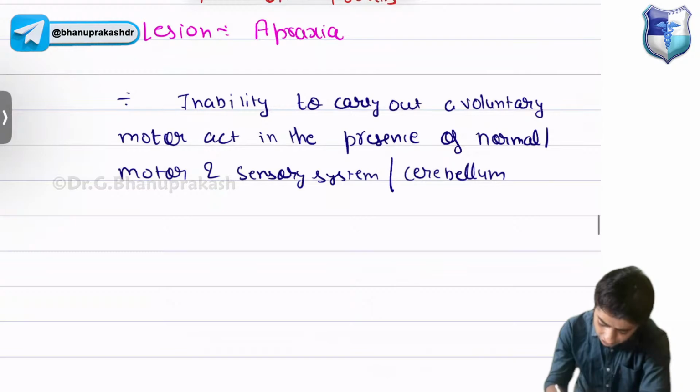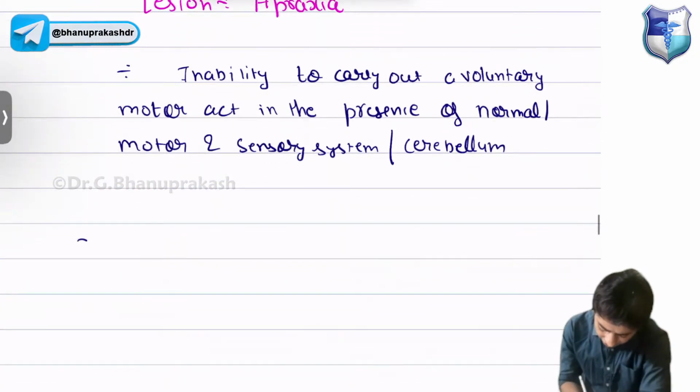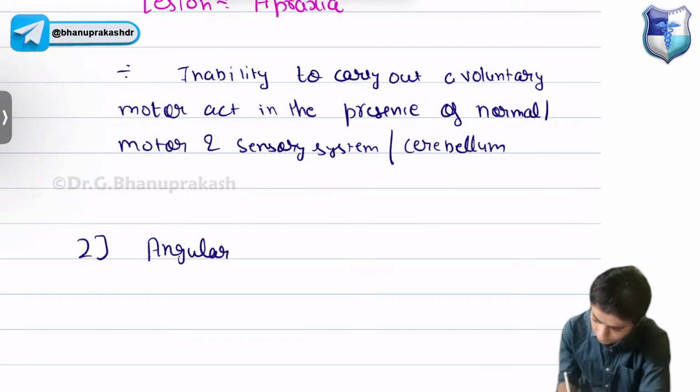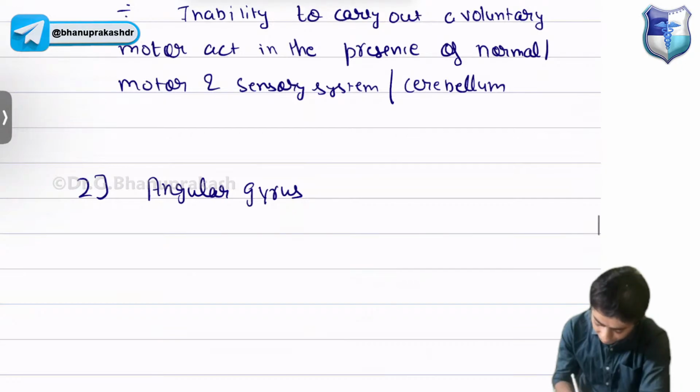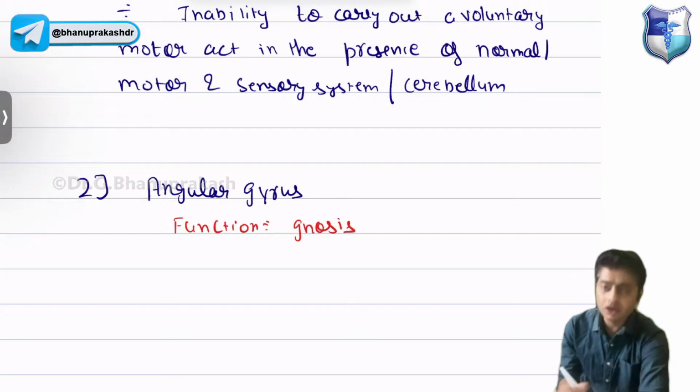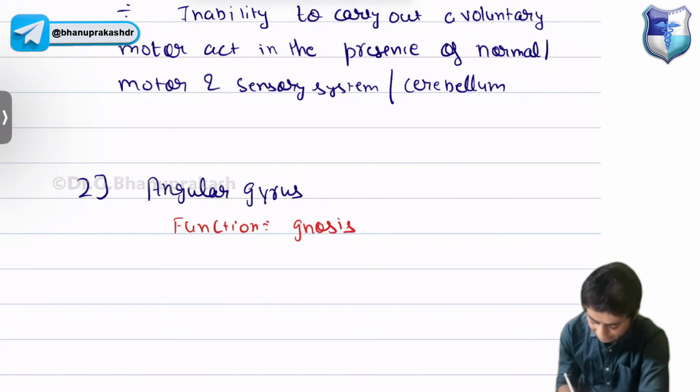After the supramarginal gyrus, the other important structure which we have to study in the parietal lobe is your angular gyrus. Now, what is the function of the angular gyrus? Its function is gnosis.